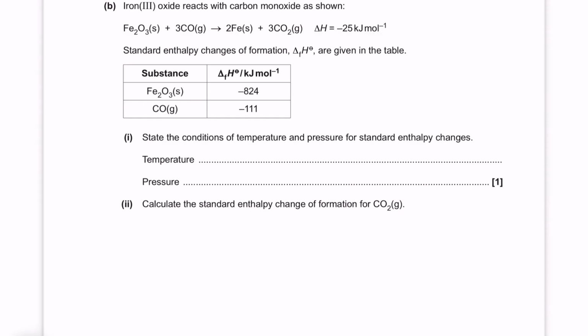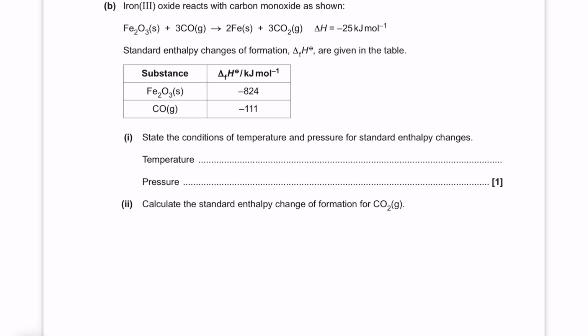For part B, it says, iron oxides react with carbon monoxide as shown. They write out the equation, they balance it out, they tell us the enthalpy change, which is minus 25 kilojoules per mole. And then they give us a table. It says standard enthalpy change of formation. Based on the symbol, we've got the standard condition, and this is the formation of each of the substances.